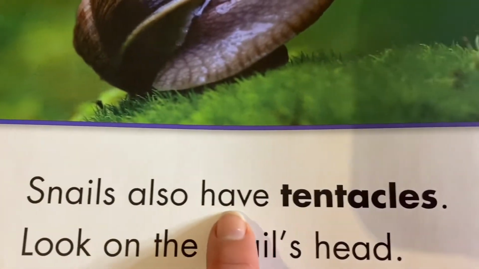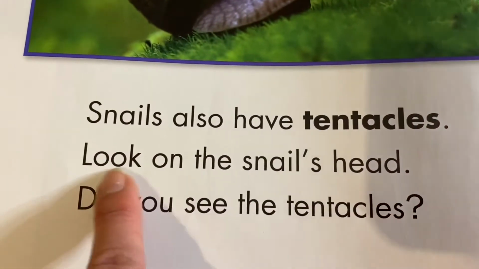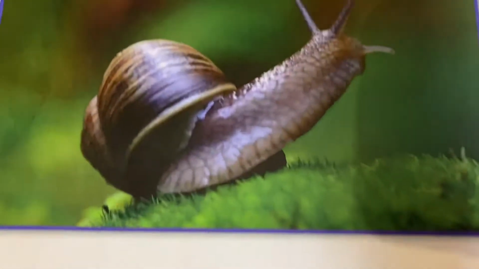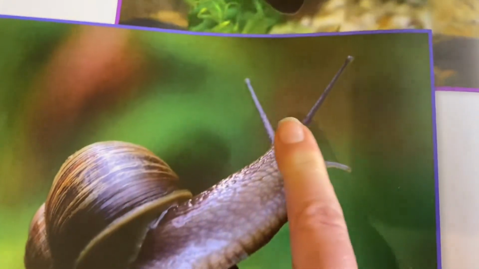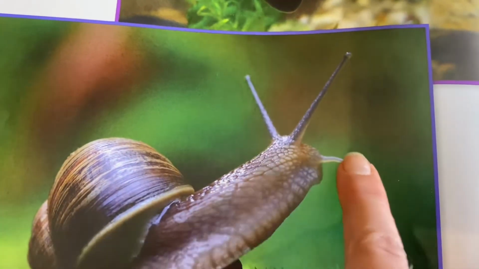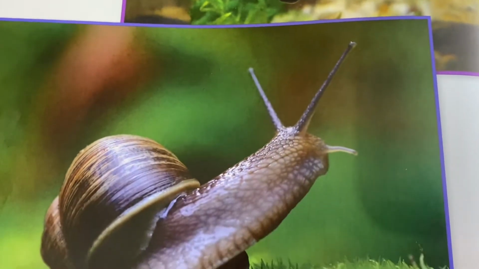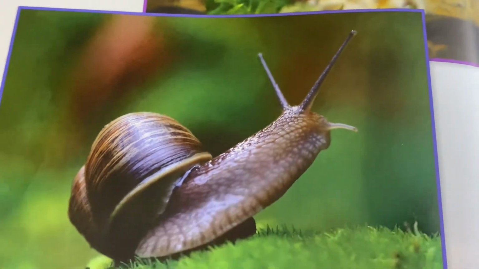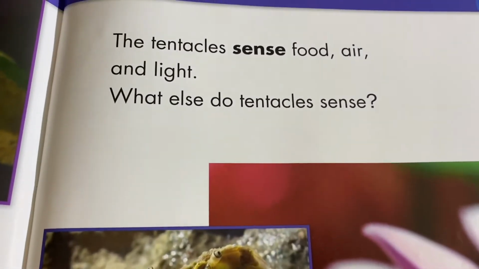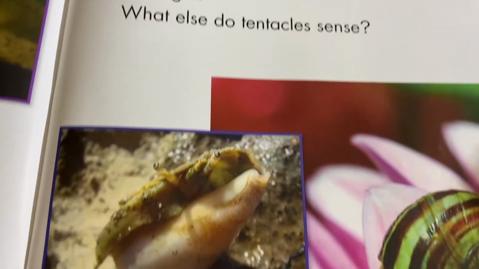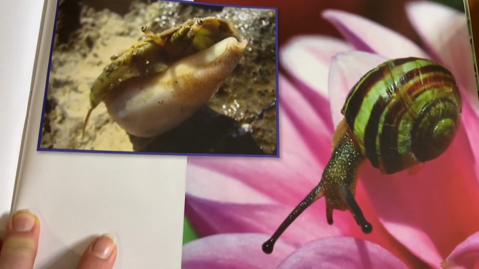Snails also have tentacles. Look on the snail's head. Do you see the tentacles? See the long one and the short ones. Remember, the long ones help them to see, and the short ones help them to smell or to sense things. The tentacles sense food, air, and light. What else do tentacles sense?